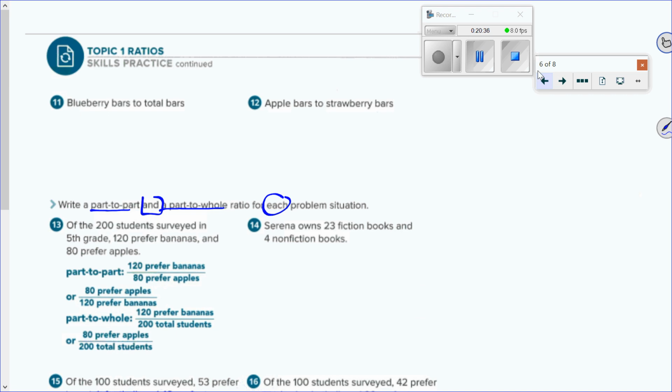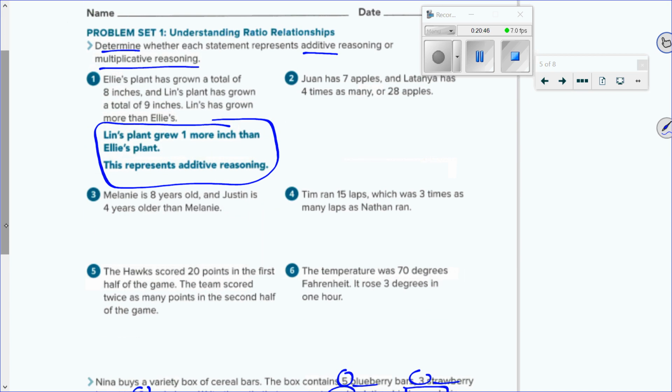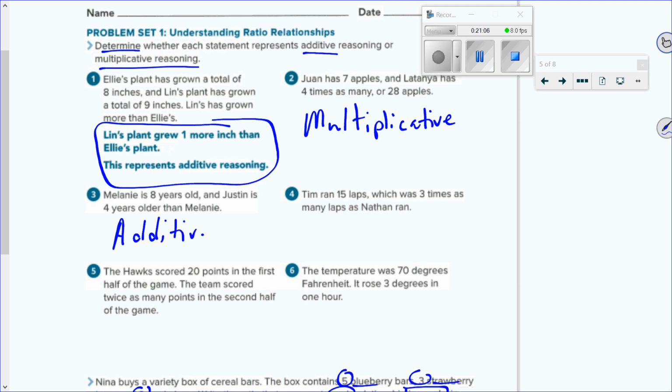Okay, let's go to what you guys just did. Let's go through as many of these as we can in the next couple minutes before the bell rings. Number 1, our first problem set. All we had to do is write multiplicative or additive. So Juan has 7. LaTanya has 4 times, or 28. That would be multiplicative. Second, Melanie's 8. Justin's 4 years older. That's additive. Third, Tim ran 15, which is 3 times as many. That means it's multiplicative.